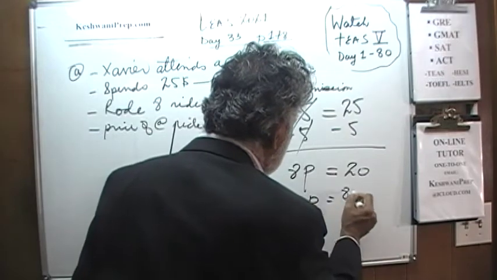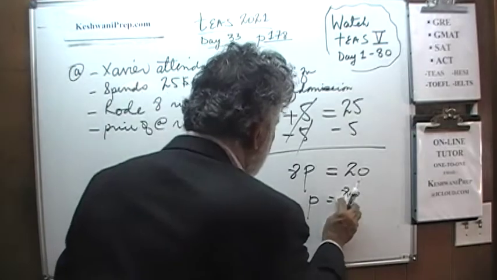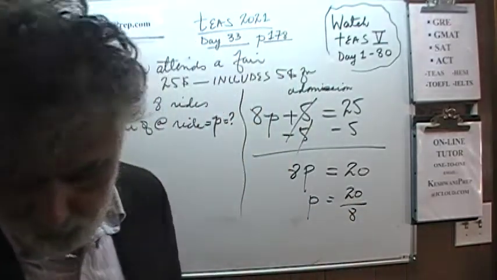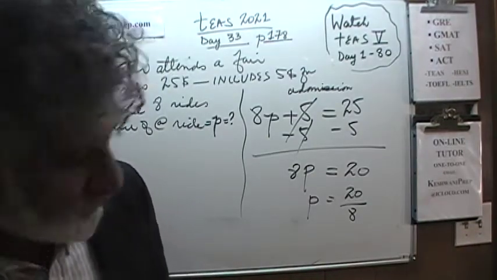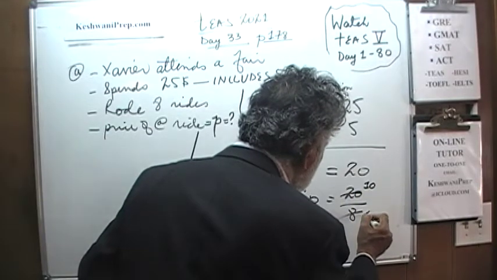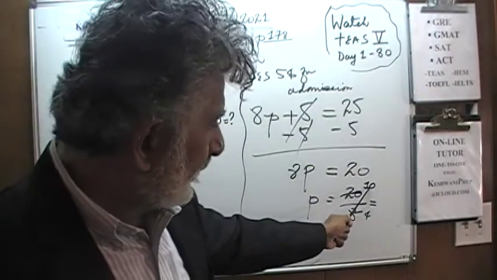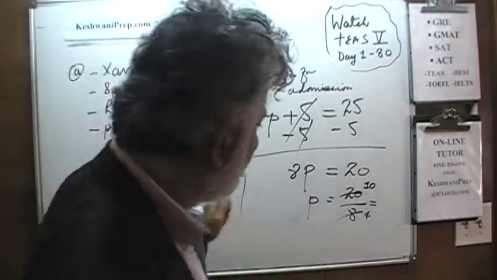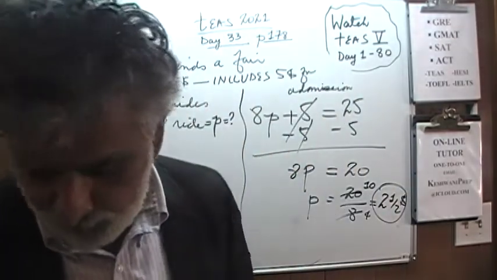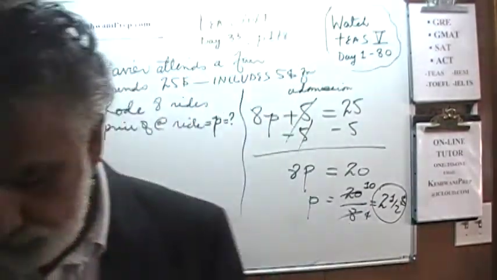Therefore, P is 20 over 8. And whatever that works out to be, let's divide top and bottom by 2, and we get 10 over 4. Think of this in terms of money. $10 divided equally among 4 people is going to give us $2.50. So the price of each ride must have been $2.50. Let's do the next one.